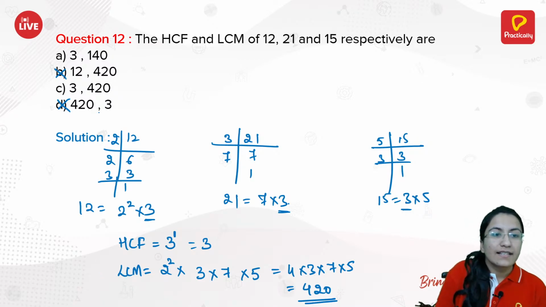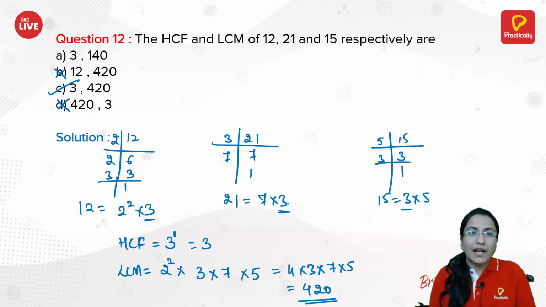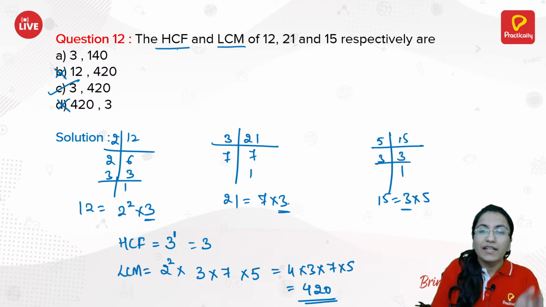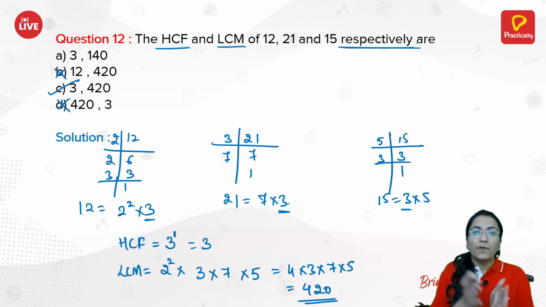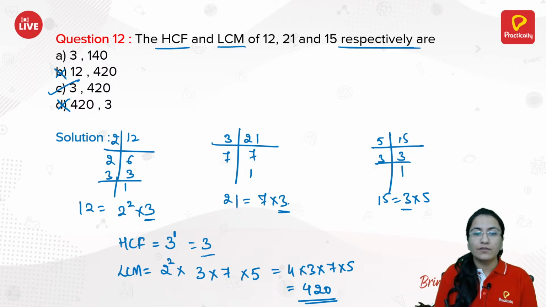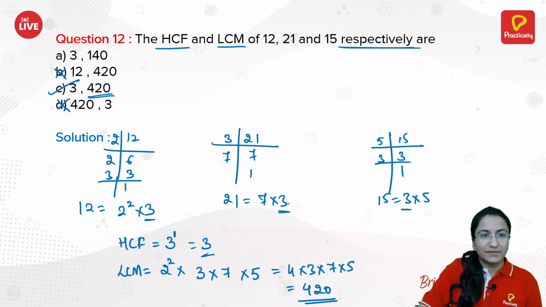So that means C option is correct. So those who are like, Aditya, you said D option now. Why did I say that D option is incorrect? Because first they asked about HCF and then they asked about LCM, and they have written the word respectively. That means the first number is HCF. So HCF is 3. So 3 must be the first number and the second number must be the LCM. So the 420, which is the LCM, must be the second number. So that's why you have option C as correct. Okay, so C option is correct.